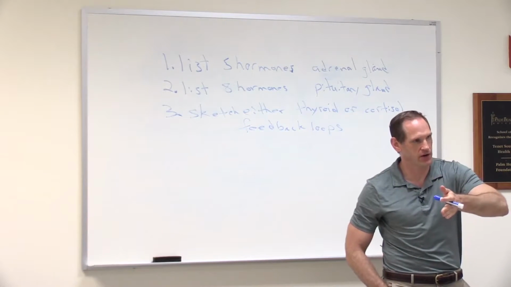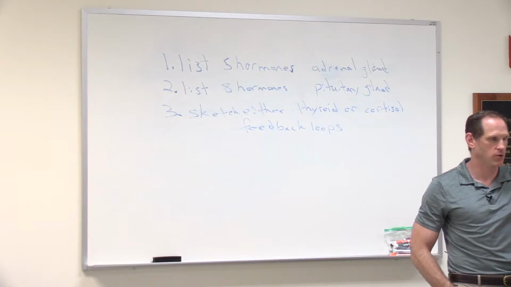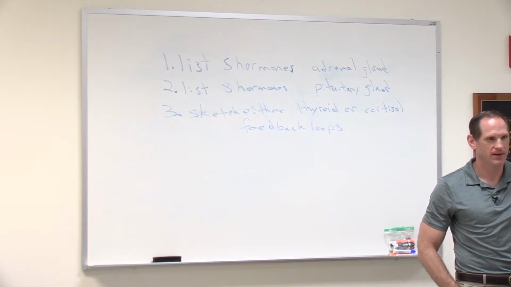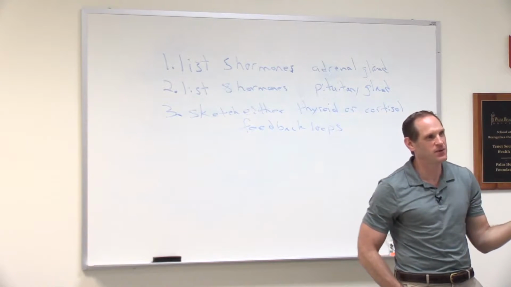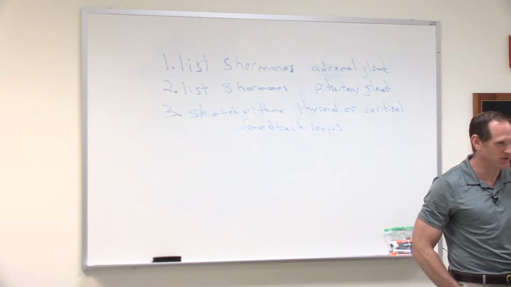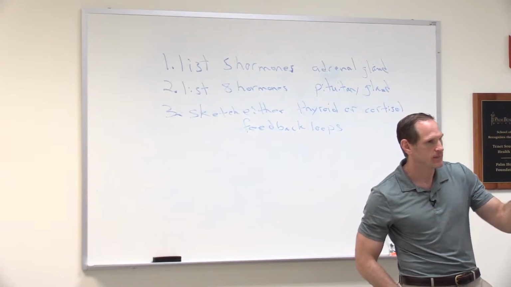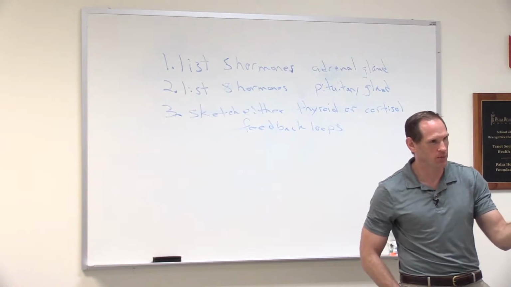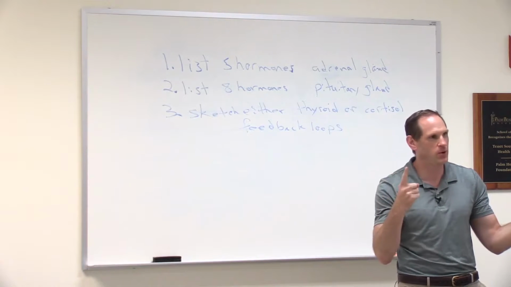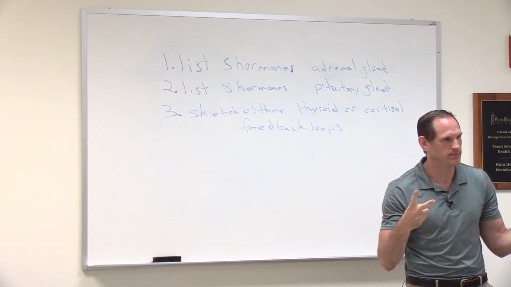From the anterior, we have TSH, thyroid stimulating hormone, FSH, follicle stimulating hormone. Oh, yeah, you women don't even know your own hormones. LH, luteinizing hormone. Adrenocorticotropic hormone, ACTH. Prolactin, and human growth hormone. I have that right.